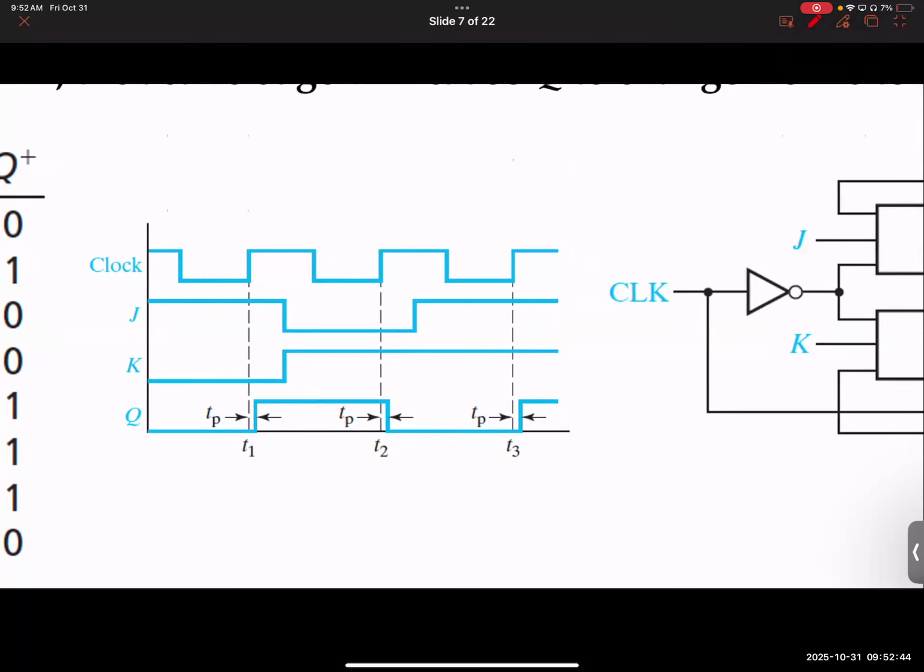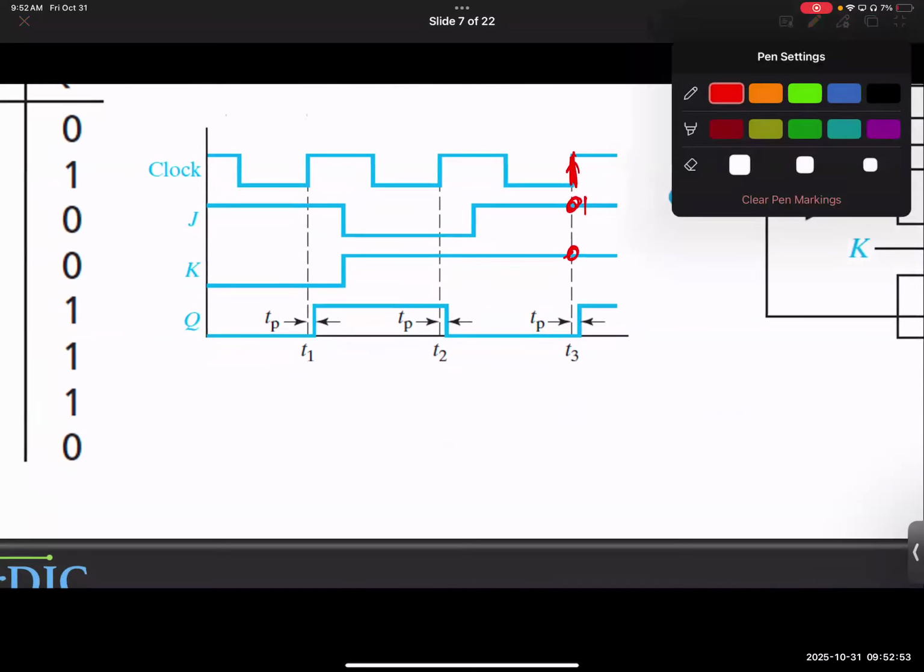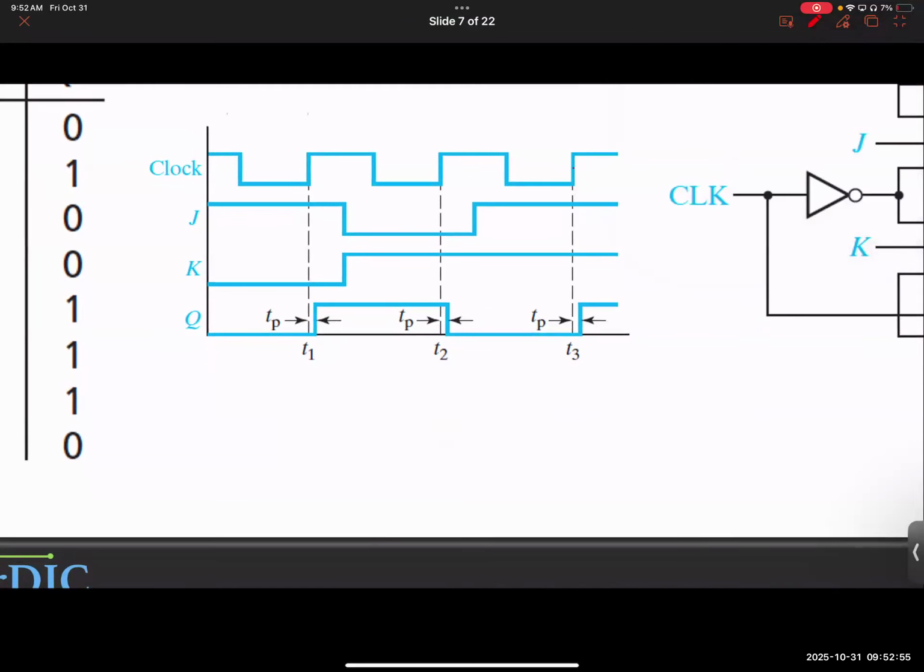Okay, now you look at the next clock edge here, where you see both J and K are 1 now. This is new. So 1 and 1. Okay. So now both J and K are 1. That's new for you, but you know what to do.